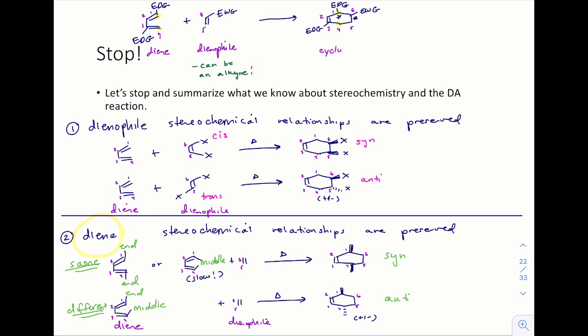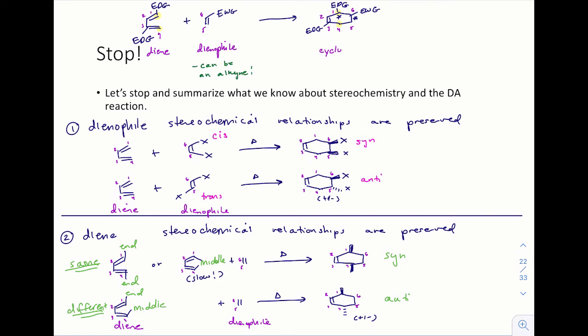For the diene, stereochemical relationships are also preserved. However, now we're thinking about ends or middles. So when the two substituents on the diene have the same relationship, they're either both on the end or they're both in the middle, both ends or both middles end up with a syn relationship in the product. Conversely, when one substituent is on the end but the other is in the middle, they have different positions, then they end up anti to one another in the resulting cyclohexene product.